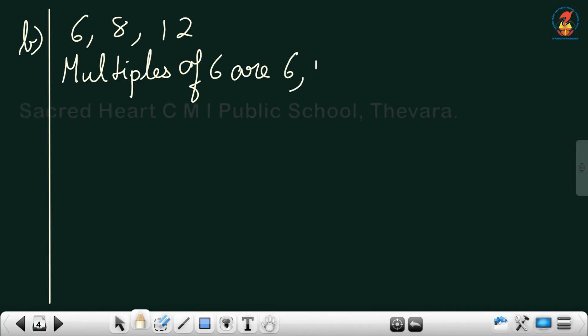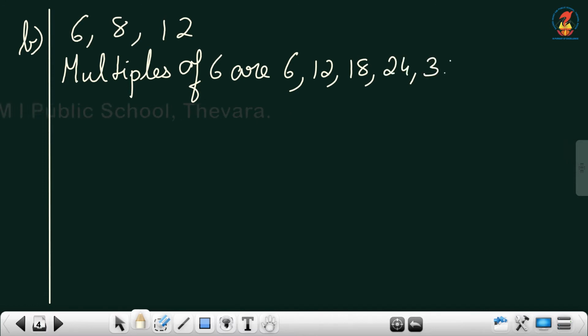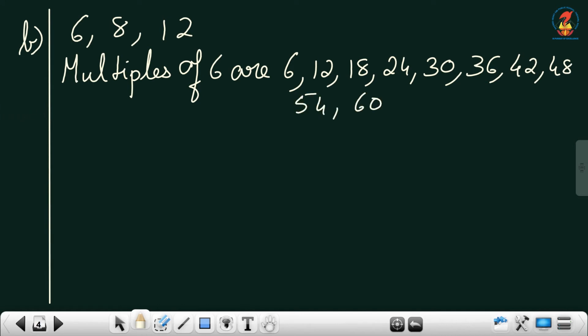6 ones are 6, 6 twos are 12, 6 threes are 18, 6 fours are 24, 6 fives are 30, 6 sixes are 36, 6 sevens are 42, 6 eights are 48, 6 nines are 54, 6 tens are 60. We'll stop for the time being.